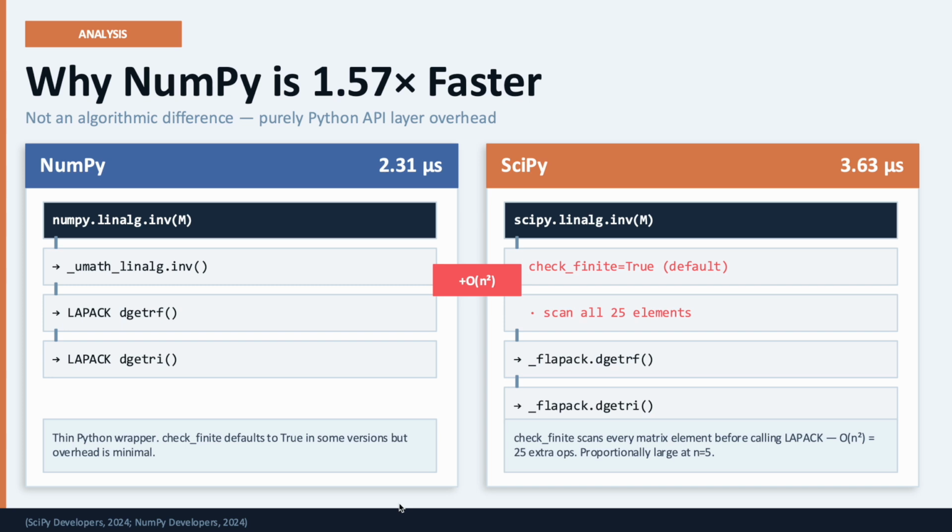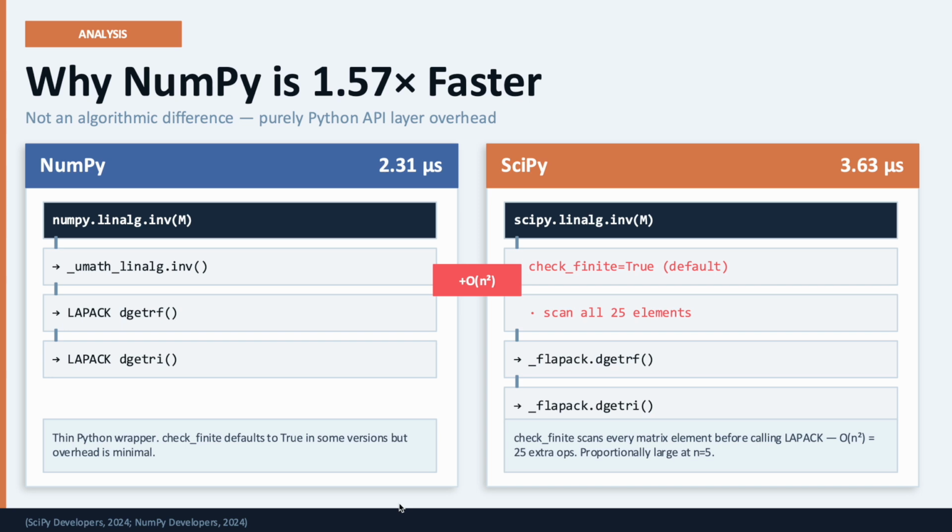But in the case of SciPy, SciPy first checks a few things. It checks check_finite, which equals True by default, and before calling LAPACK, the SciPy function scans every element of the matrix. This takes time because for the 5 by 5 matrix we have 25 element checks. So the complexity becomes n squared automatically.